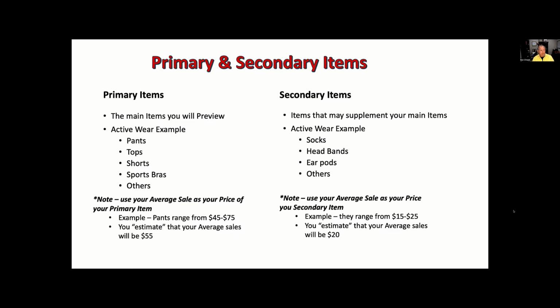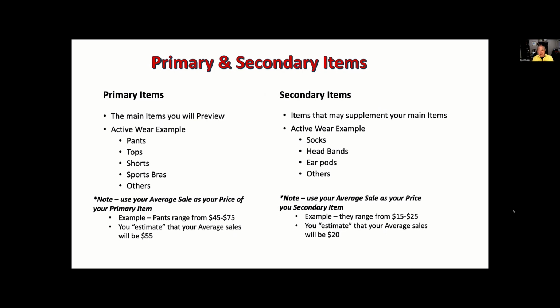Let's go back to the activewear example. Pants, tops, shorts, sports bras, anything else. Note, your primary average sale is the price of your primary item. Example, pants range from about $45 to $75, so you estimate that your average sale will be $55.